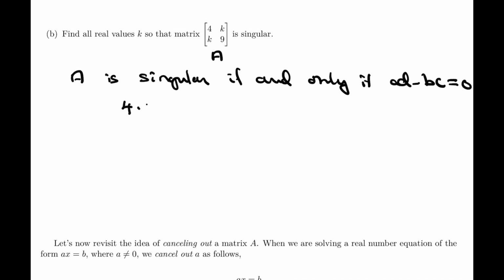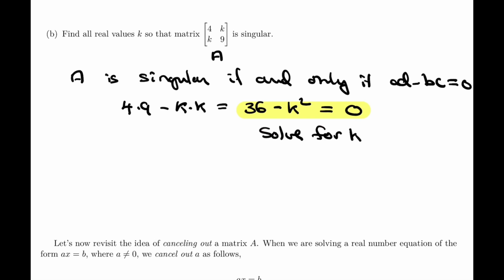So we have 4 times 9 minus k times k. In other words, 36 minus k squared. And we want that to be 0. In other words, this quadratic equation we're simply going to solve. Okay, right? 36 minus k squared equal to 0. Solve for k. It's a quadratic equation, but it's an easy one to solve. We don't even need to factor. We can simply say k squared equals 36, which means k equals plus or minus 6. And those are the two only values for which that matrix is singular.